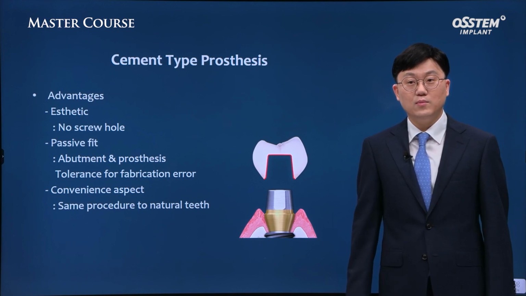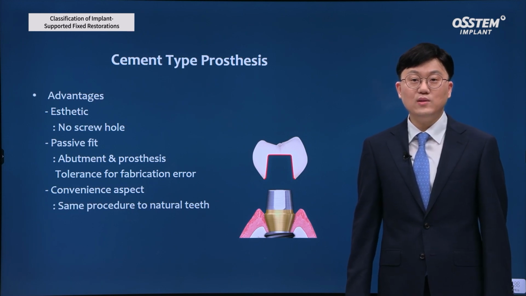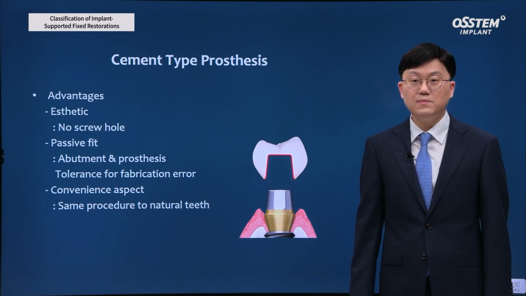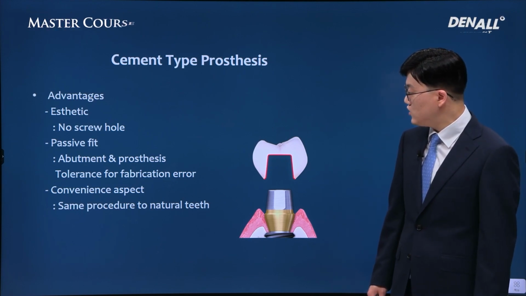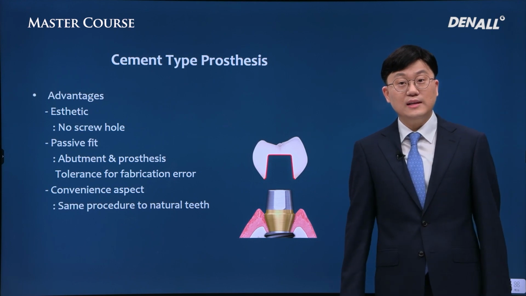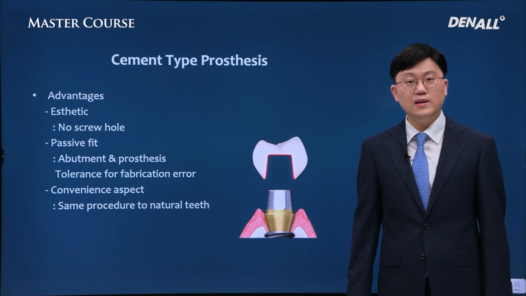On the other hand, as for cement type, there is no screw hole, so you can use it in aesthetic zones. Also, cement is used, so it's easy to get passive fit. In a similar way as you do with natural teeth, we can fabricate and set the prosthesis. Therefore, it's quite convenient.